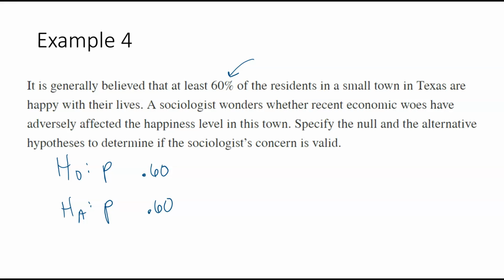So what are my symbols? I see the words at least. At least means greater than or equal to. Equal to means null. So then the opposite of greater than or equal to would be less than. A sociologist wonders whether this has affected. So this is what they're wondering: is it actually less than now? This is the sociologist's claim, and maybe that's better.